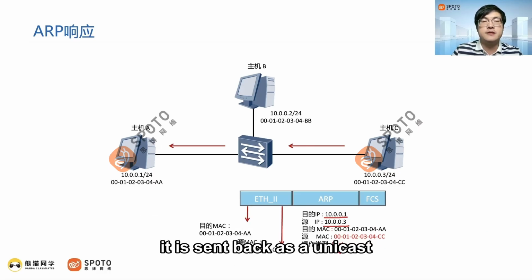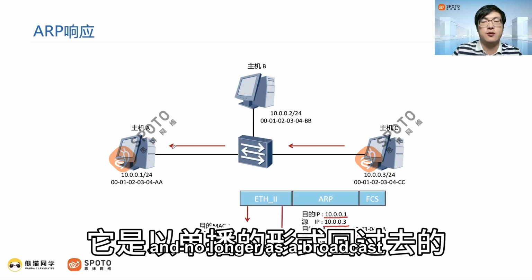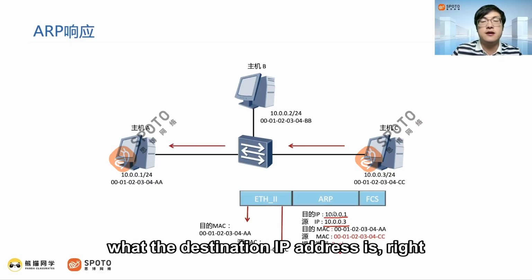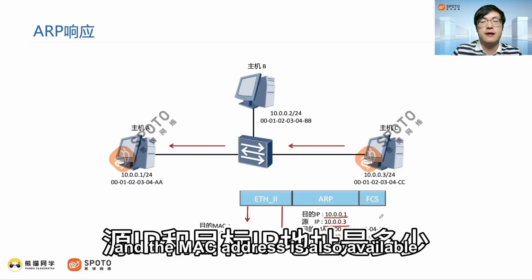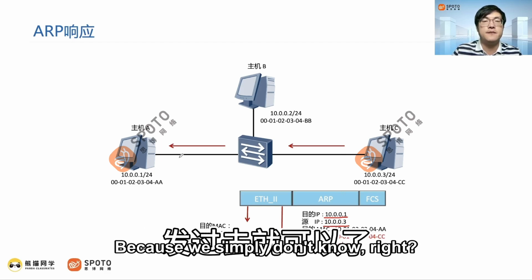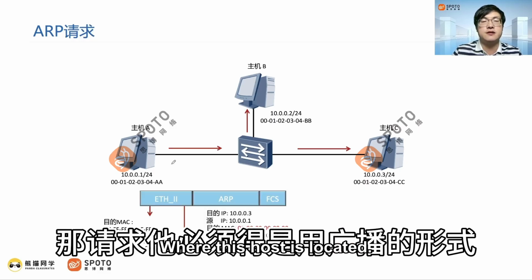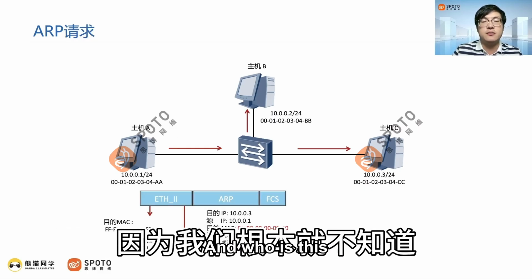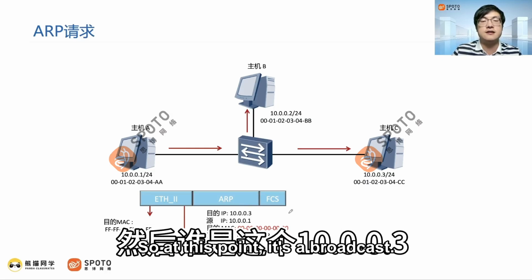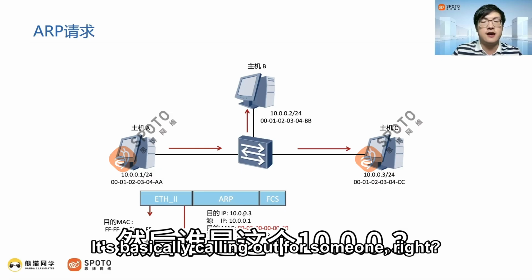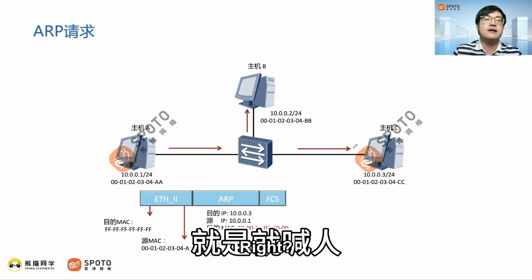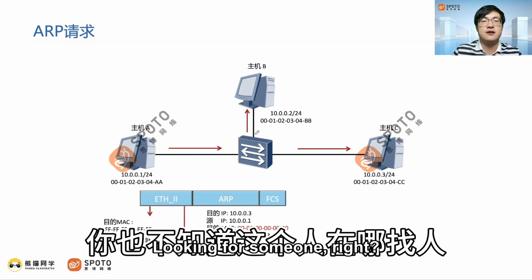This packet is sent back as a unicast, and no longer as a broadcast, because it is very clear what the destination IP address is, right? And the MAC address is also available. So it just needs to be sent as a unicast. The request must be sent as a broadcast, because we simply don't know where this host is located, and who is this, this 10.0.0.3, right? So at this point, it's a broadcast. It's basically calling out for someone. You don't know where the host is, looking for someone, so broadcast it.